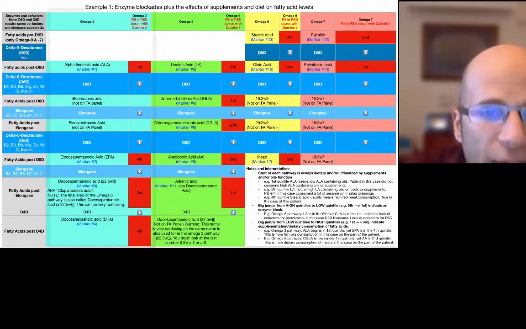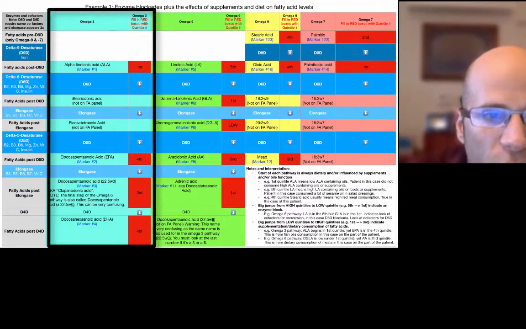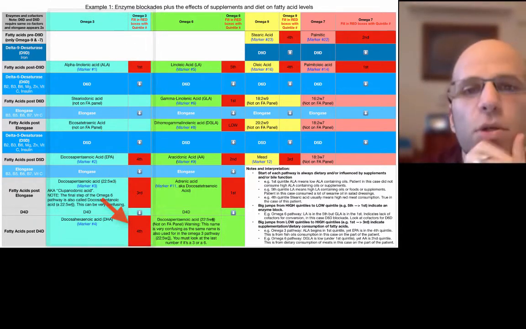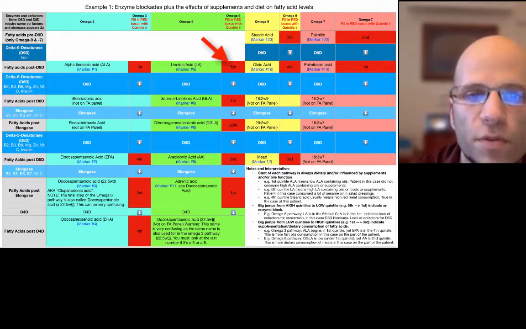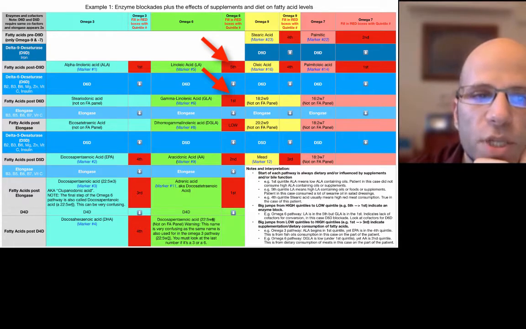So in this chart, I just literally go through omega-3s. Marker 1, I put in the number. Marker 2, I put in the quintile number. Marker 3, I put in the quintile number. Marker 4, I put in the quintile number. Same thing with omega-6s. So what this shows is that I went from a fifth quintile to a first quintile, which shows that this is an enzyme block issue, not a supplement issue.